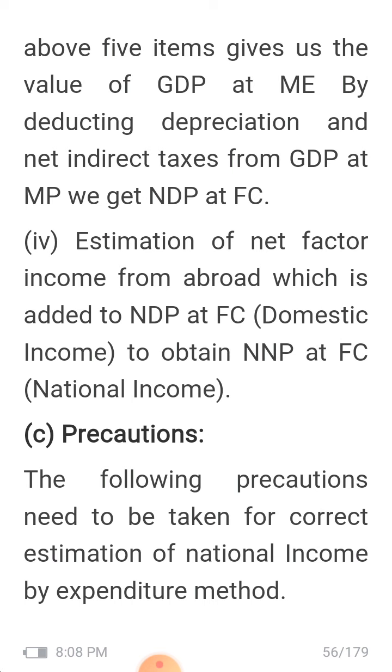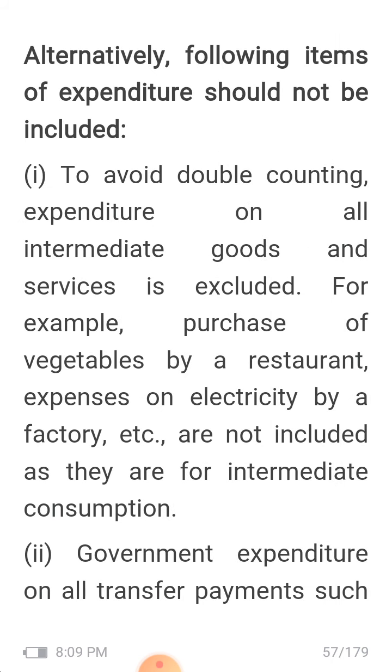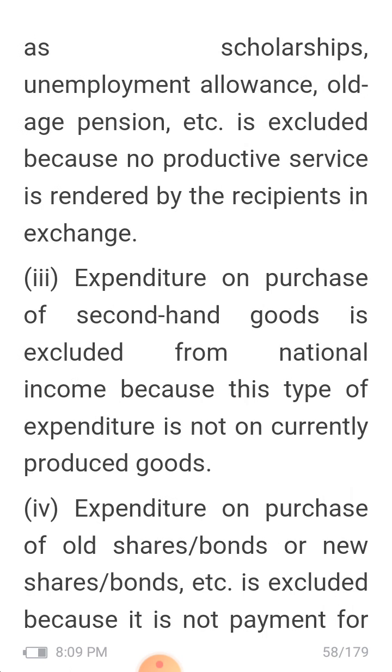What are the precautions? The precautions taken for the correct estimation of national income by the expenditure method are: to avoid double counting, expenditure on all intermediate goods and services is excluded. For example, purchase of vegetables by a restaurant, expenses on electricity by factories, etc. are not included as they are intermediate consumption. Government expenditure on transfer payments such as scholarship, unemployment allowance, and old age pension is excluded from national income because no productive service is rendered by the recipient in exchange.